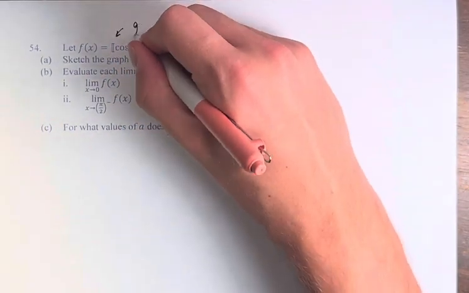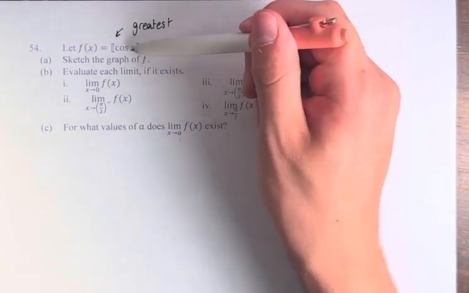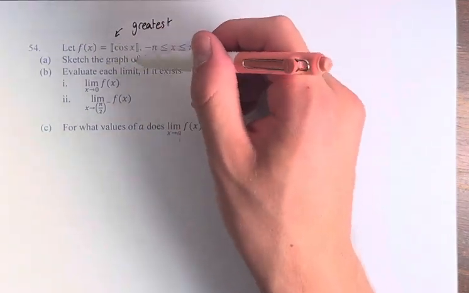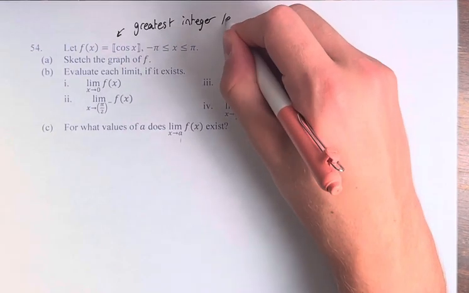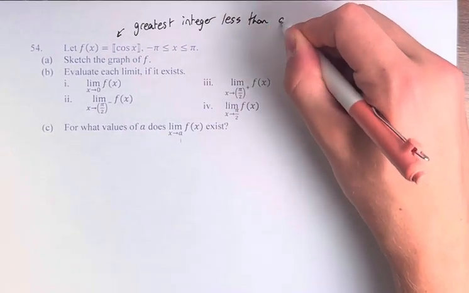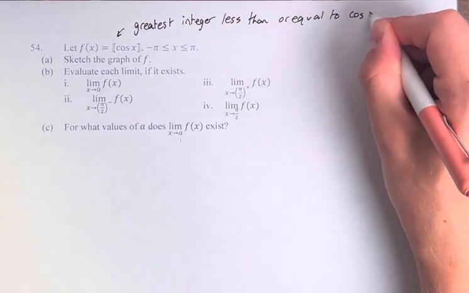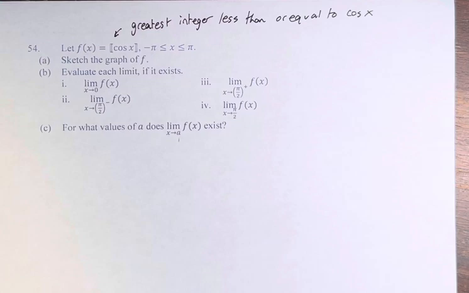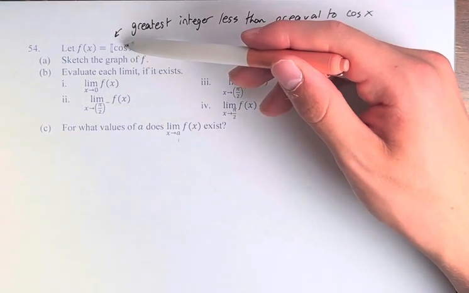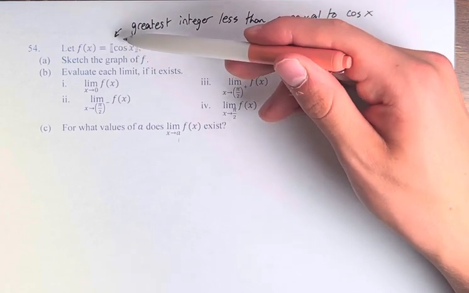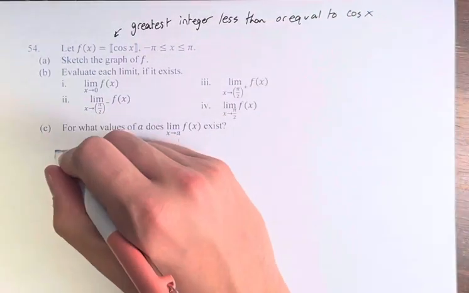And that refers to the greatest integer function, which states that for any value of cosine of x, this function is equal to the greatest integer less than or equal to cosine of x at that particular x value, right? So if cosine at a certain value is equal to 0.5, brackets of 0.5 is 0, because that's the greatest integer that's less than or equal to 0.5. So sketch the graph of f.